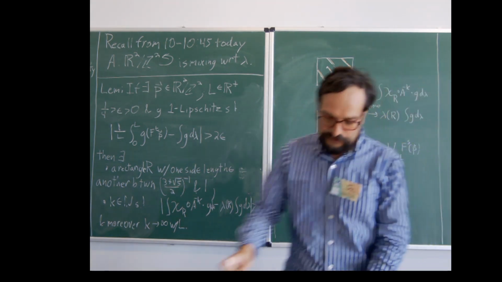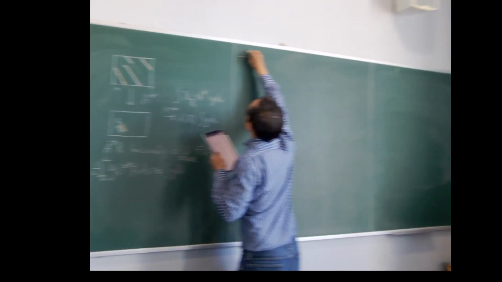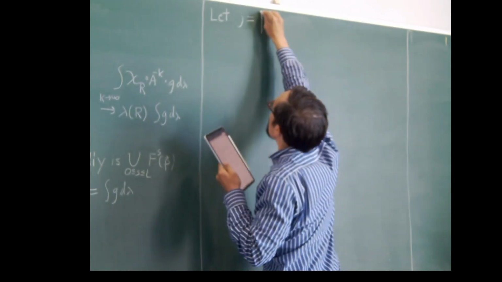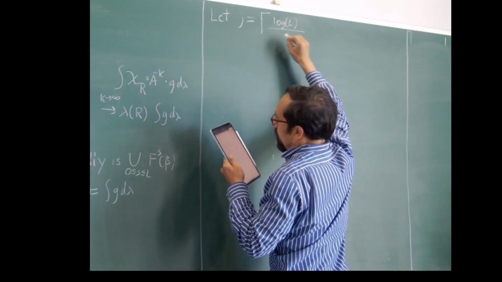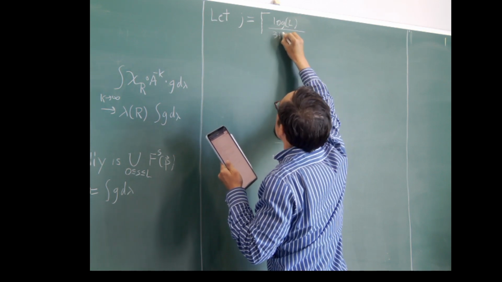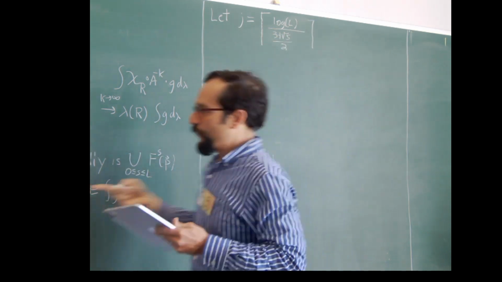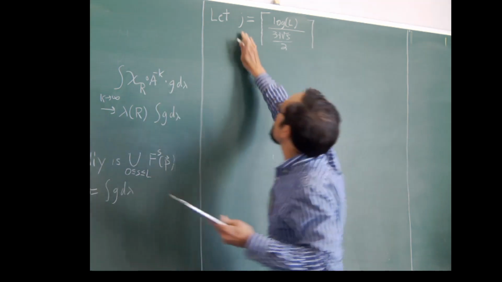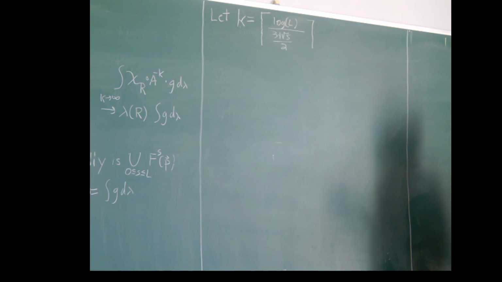Okay, so I need to tell you how to make J. It probably isn't all that surprising what J should be. Let J be equal to the ceiling function of the logarithm of L divided by the logarithm of (3 plus the square root of 5)/2. Okay, so that's going to be my, I'm sorry, this is going to be my K. Sorry about this. It's going to be my K. Everyone happy about that? Okay.